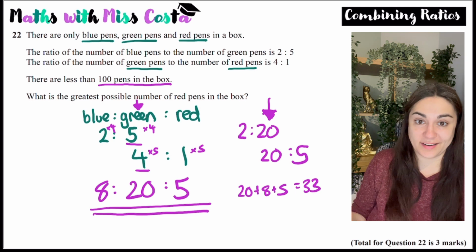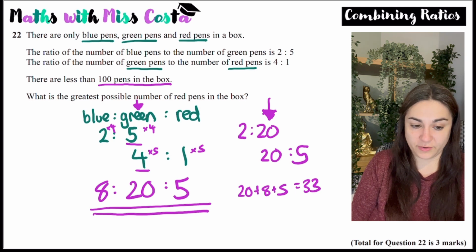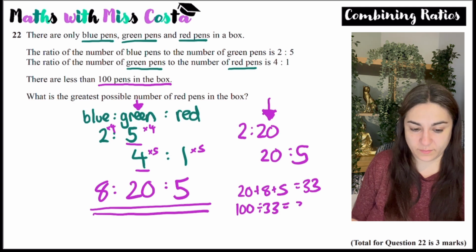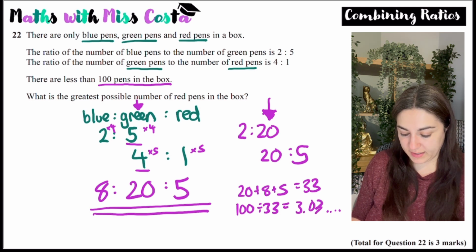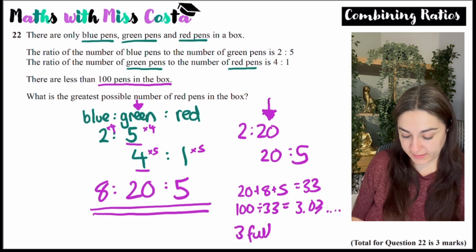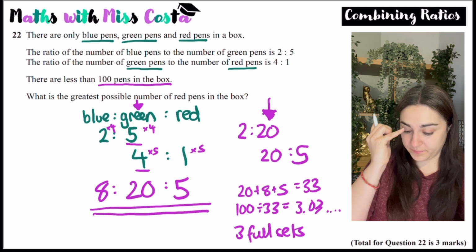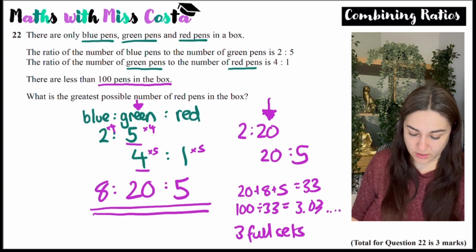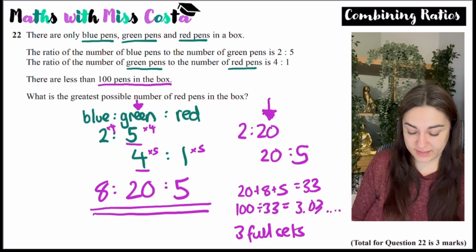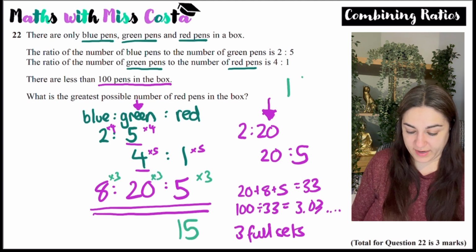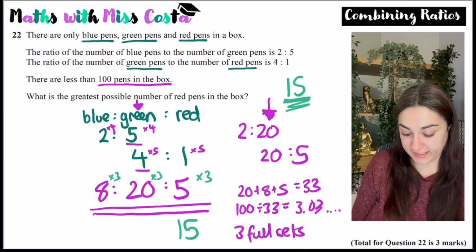And how many times can 33 fit into 100? If I did 100 divided by 33, that would give me 3.03. So I know that 3 full sets of this ratio partition are going to fit into 100. So the number of red pens is 5. So I know I can times everything by 3, and I'd end up with 15 red pens would be the maximum amount of red pens.